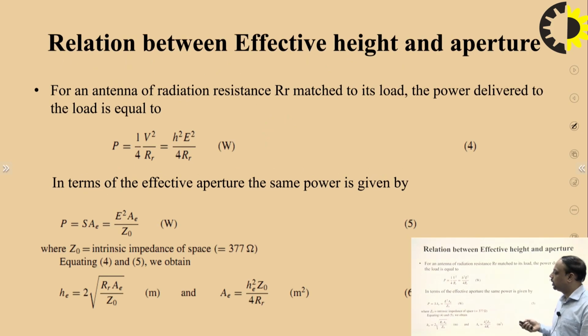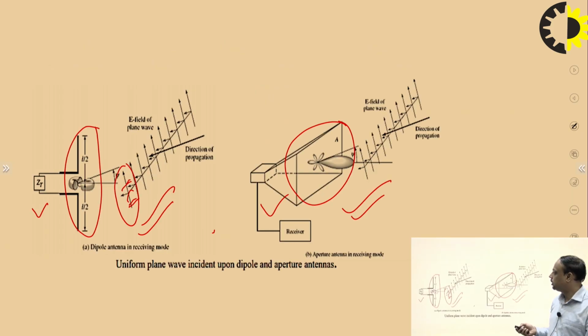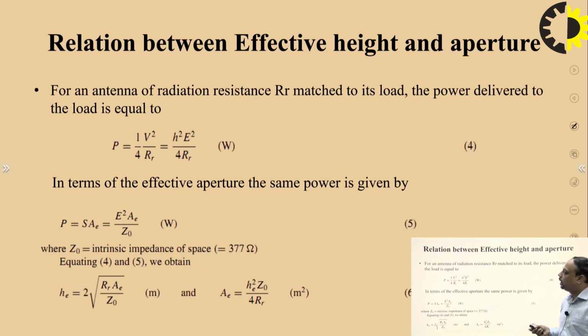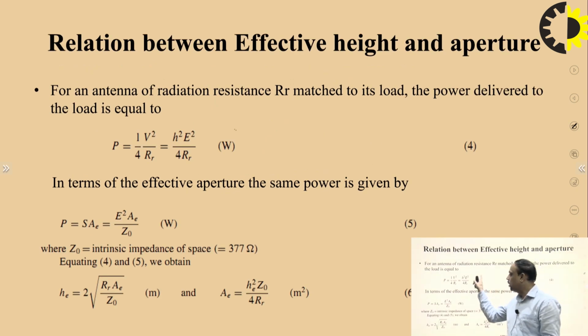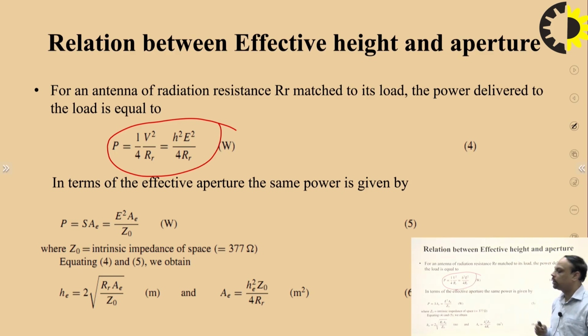And if we calculate the relation between the effective height of the antenna and the effective aperture of the receiving antenna, that is effective height over here and effective aperture over here, from these two antennas we can find the relation. If the load resistance is matched with the radiation resistance of the antenna, the maximum power is transmitted, which is given by V square upon 4 RL. The maximum power transfer formula, P is equal to V square upon 4 RL.